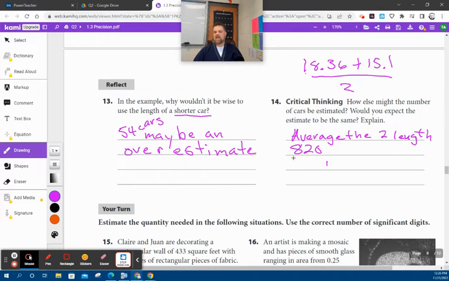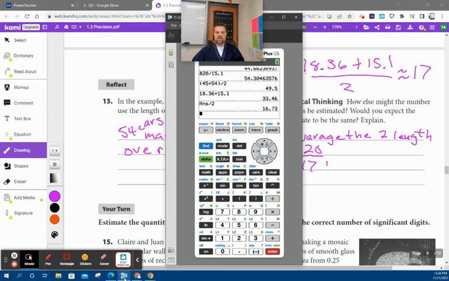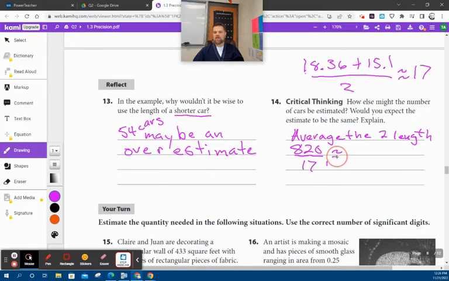We could say 820 divided by 17 feet, right? So this is about 17 feet. And so what's 820 divided by 17 feet? It's about 48 or 49. Let's just round up to 49 cars. Okay, does that make sense?